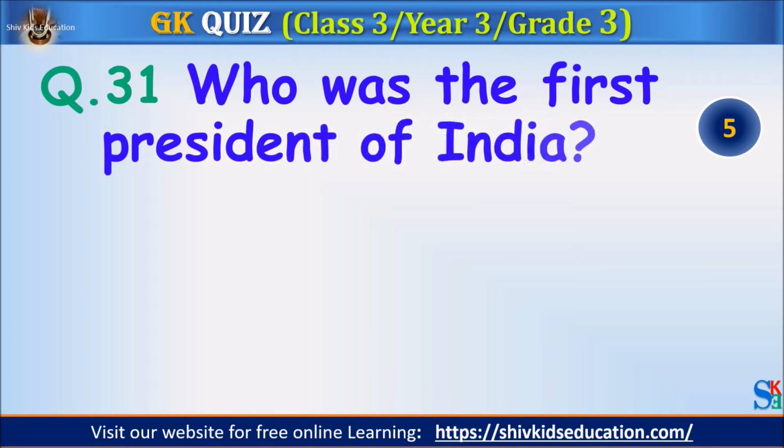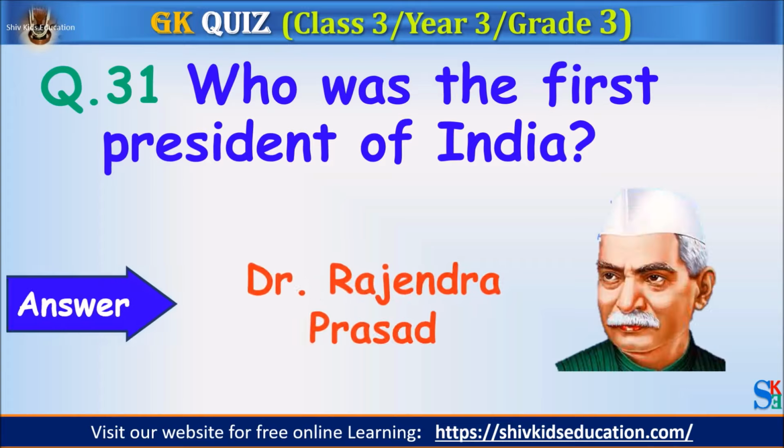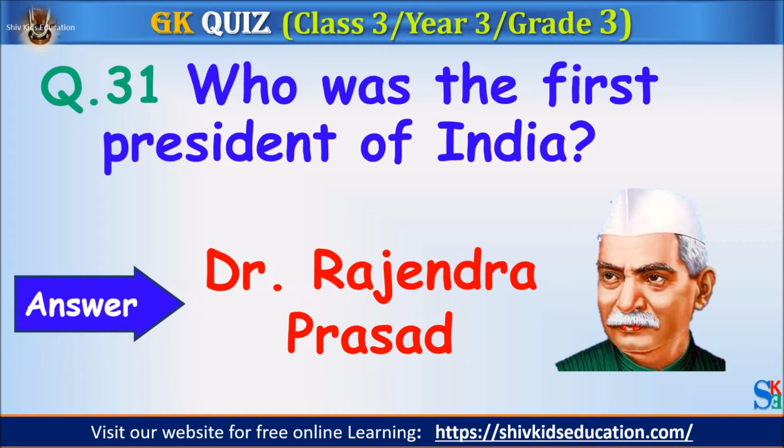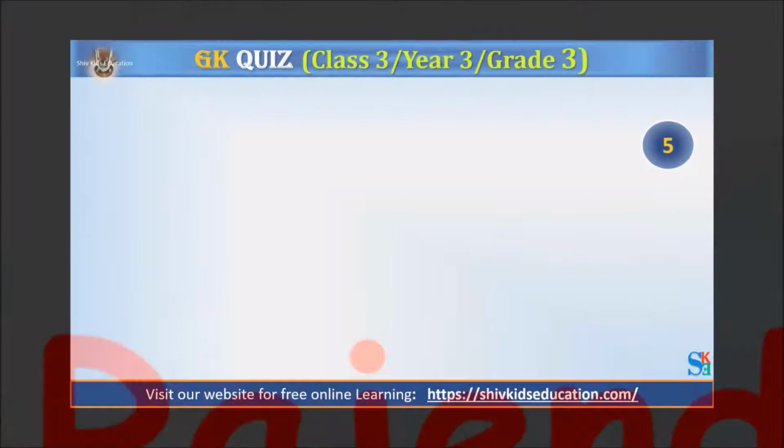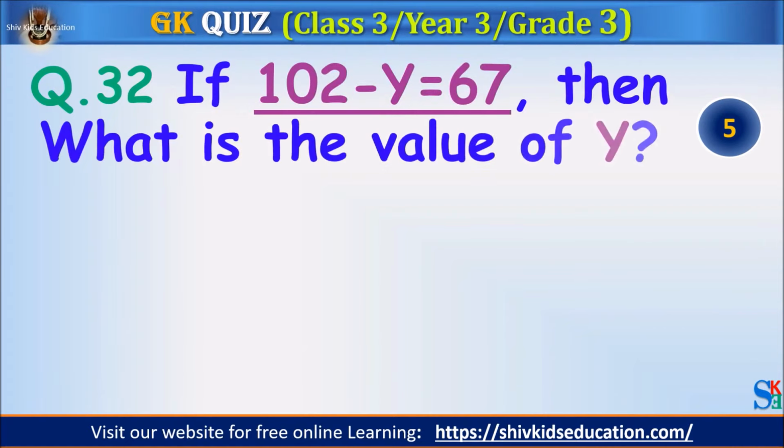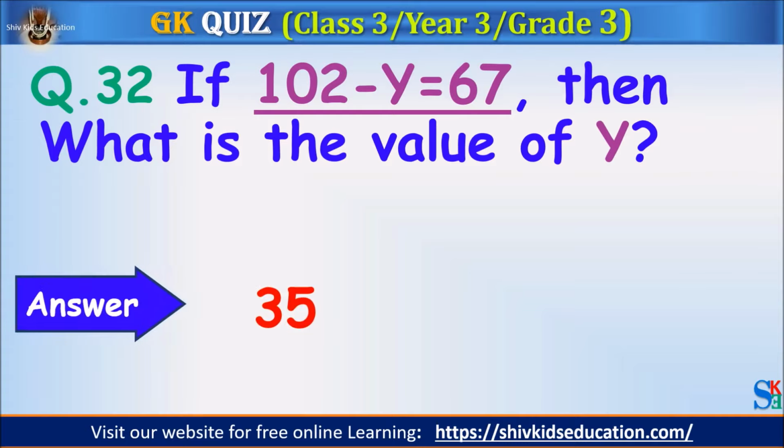31. Who was the first president of India? Your time starts. The answer is Dr. Rajendra Prasad. 32. If 102 minus y equals 67, then what is the value of y? Your time starts. The answer is 35.